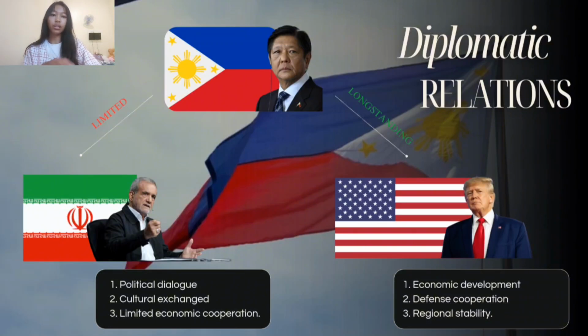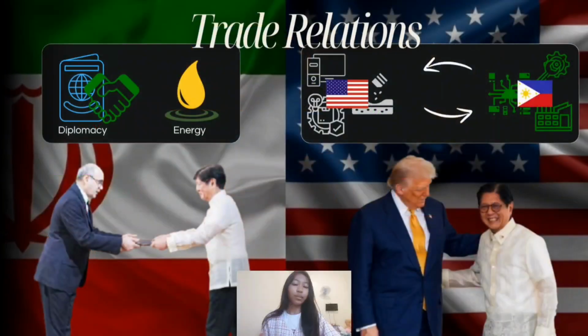In contrast, the Philippines maintains a long-standing strategic relationship with the United States. This partnership is rooted in historical ties, security cooperation, and shared geopolitical interests, so the two countries maintain regular diplomatic engagement and collaborate on economic development, defense cooperation, and regional stability. From an international business perspective, diplomatic relations influence the political risk environment in which multinational companies operate. Collinson highlights that stable diplomatic ties and political cooperation reduce uncertainty and create a favorable climate for international trade and investment.